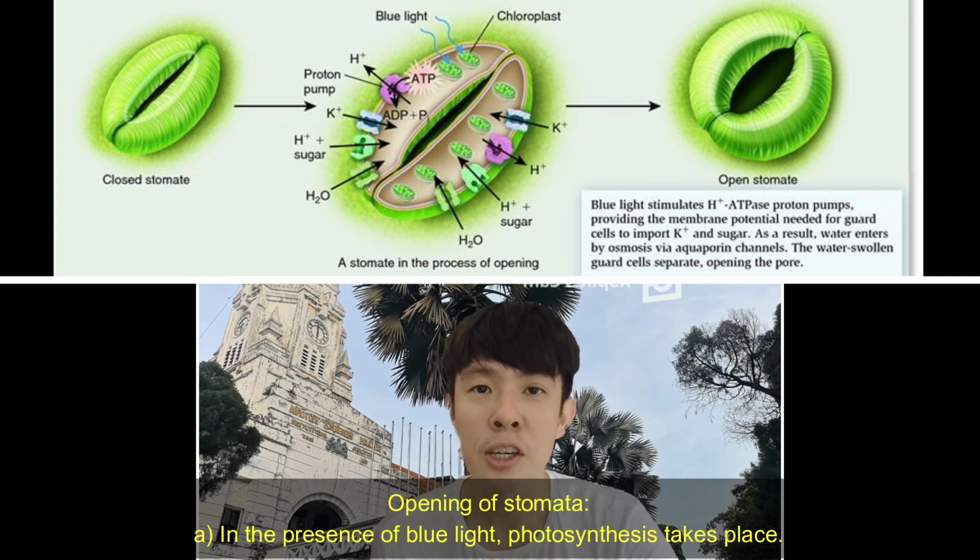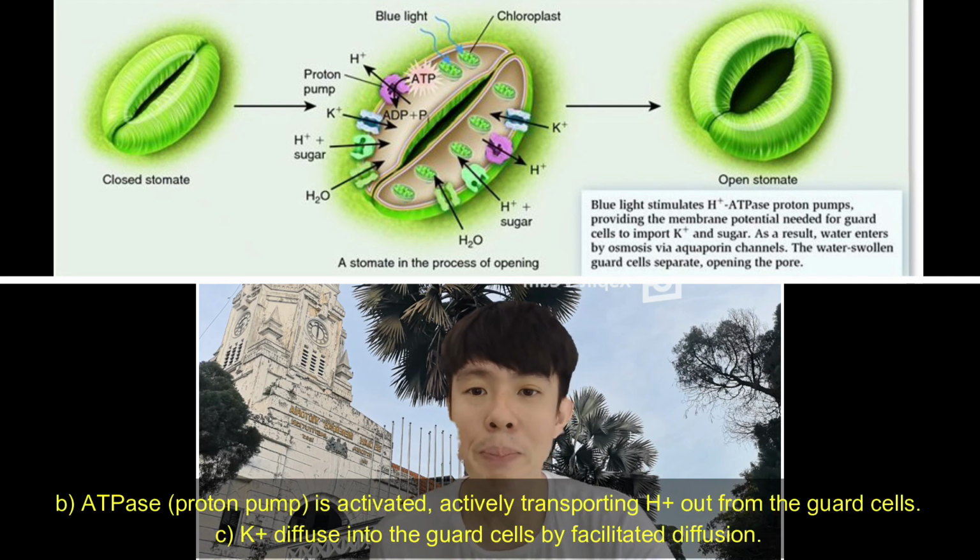Potassium ion accumulation hypothesis. Opening of stomata. A. In the presence of blue light, photosynthesis takes place. B. ATPase proton pump is activated, actively transporting H+ ions out from the guard cells. C. Potassium ion diffuses into the guard cell by facilitated diffusion.